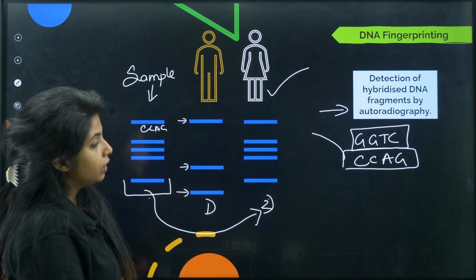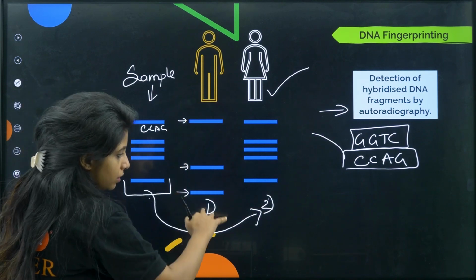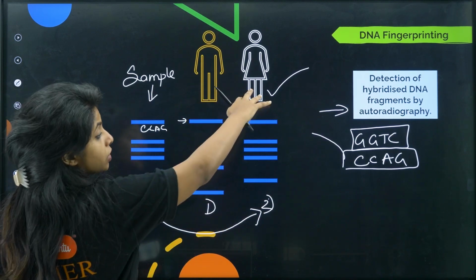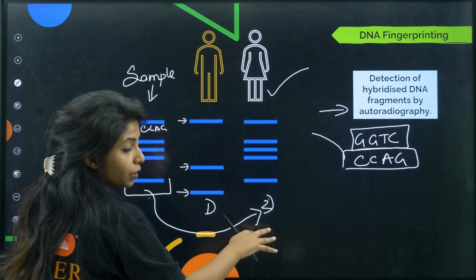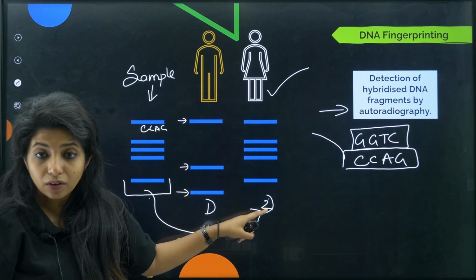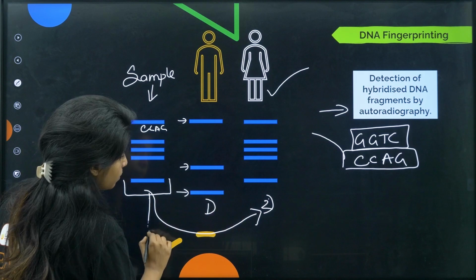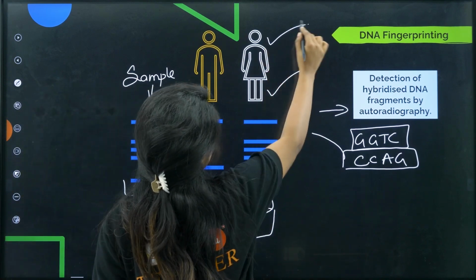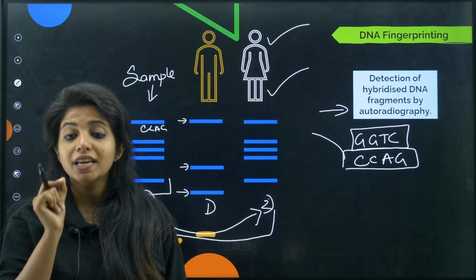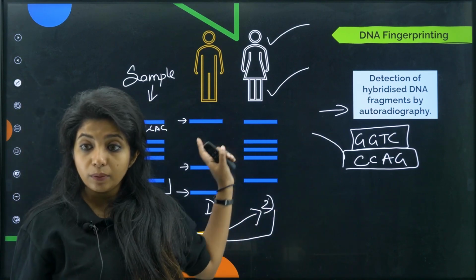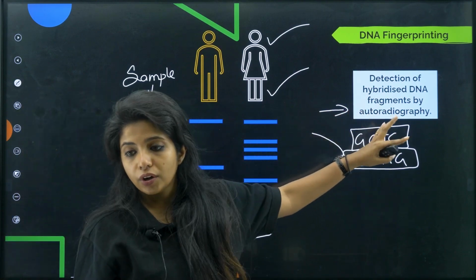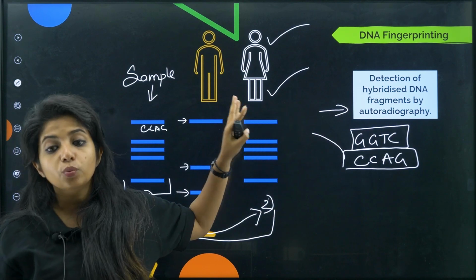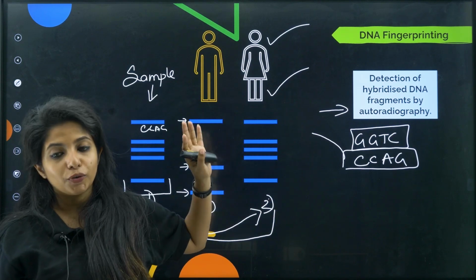Now I got to know that this guy has this profile, whereas this particular female had this particular profile. These many sequences were repeated, and this is exactly similar to what I found in the sample. So who is the culprit, children? She is the culprit, and this process is known as DNA fingerprinting, and you will be able to see this only using autoradiography. Otherwise you would not be able to visualize this.